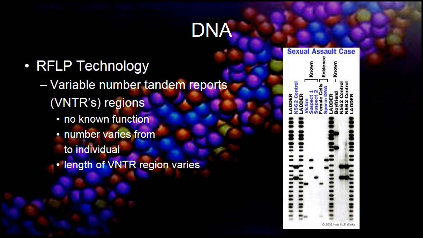RFLP technology is simply a way that they have been able to duplicate variable number tandem repeats, which they don't know what they really do or why they exist in blood, but the length of the VNTR region varies based upon an individual, so they can make comparisons in those lengths.